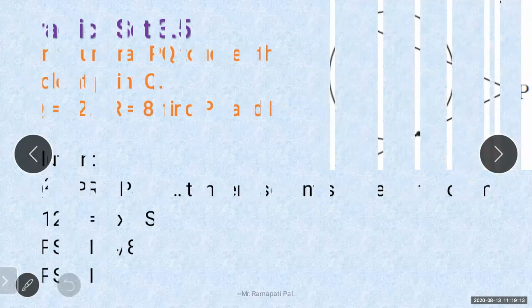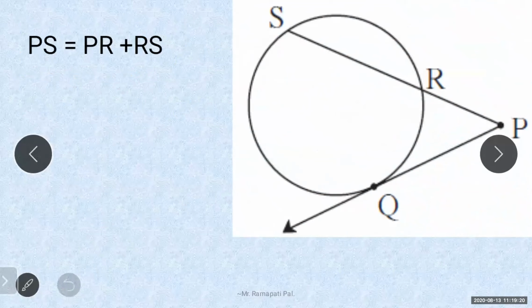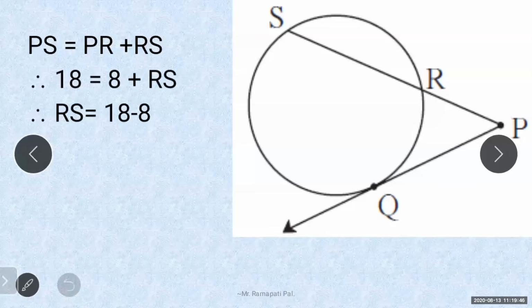Okay, let's see. PS is equal to PR plus RS. We know the value of PS, that is 18, and we know the value of PR, that is 8. So 18 is equal to 8 plus RS. Take 8 to the left hand side, it will subtract there. So RS is equal to 18 minus 8. Therefore, RS is equal to 10. Yes. We are going to move to the second question.